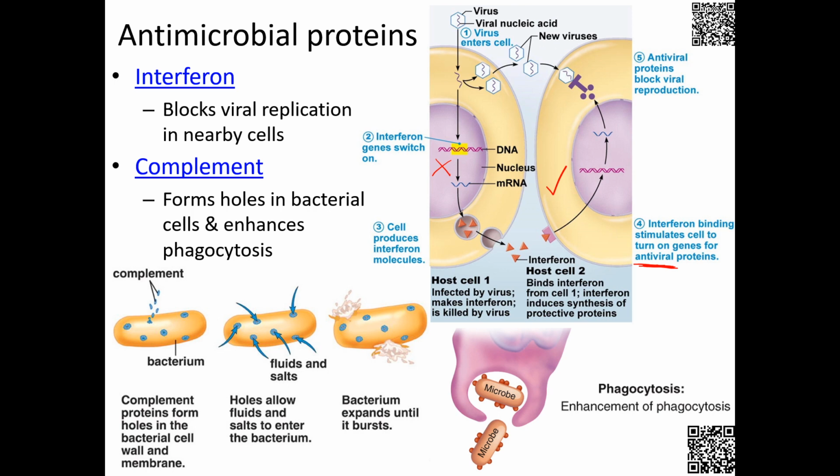Then we also have what's called complement. Complement is a number of different proteins that are going to poke themselves into the cell wall or cell membrane of a bacteria, creating this pore, this hole, that allows fluids and salts to enter unrestricted, leading to that bacteria exploding. It's also going to enhance the process of phagocytosis, making it easier for those phagocytes to identify, surround, and take in these pathogens, these bacteria. So two proteins that are helping to fight off infection that are part of these non-specific defenses, part of the innate immune division.